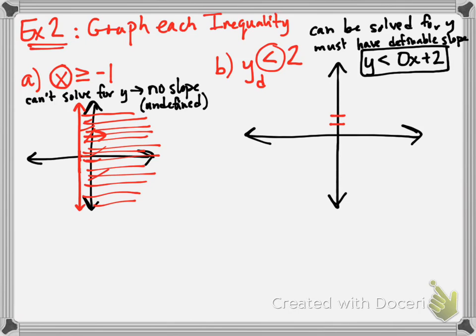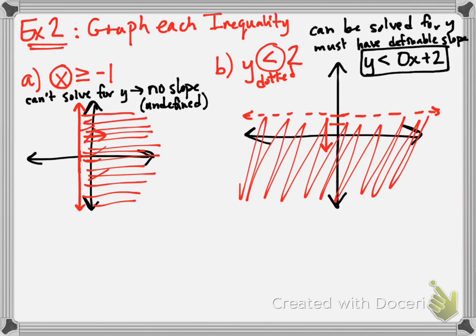And I'm going to start at +2. And it says strictly less than, so guess what? This is a dotted line, or a dashed line. And I'm looking at the y-axis because that's the logical way. Y is less than 2, so I'm going to go down. And so I'm going to shade below.